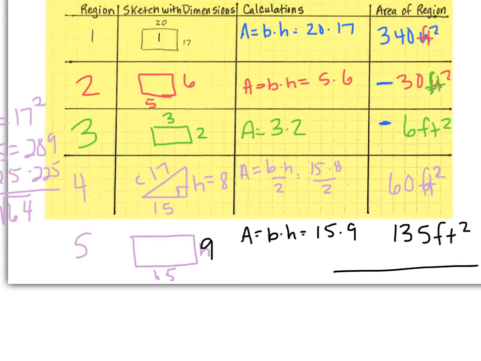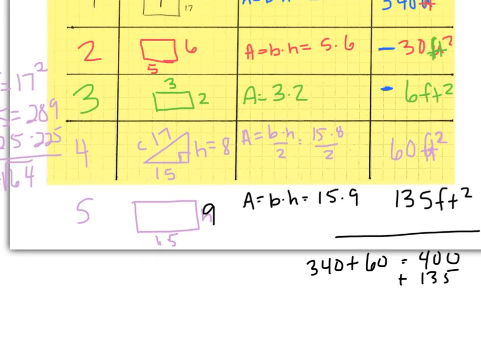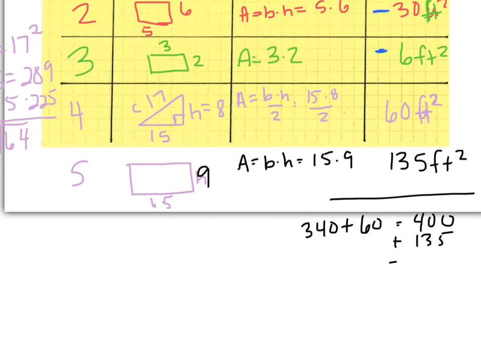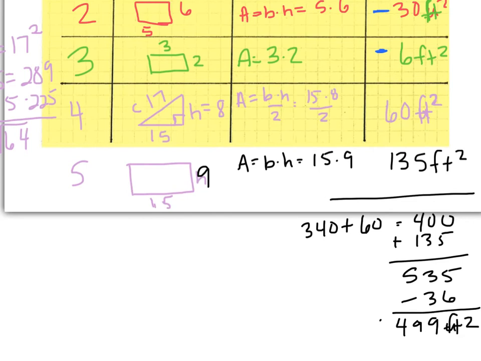Now if we add those up, I'm going to add all the positives first. So 340 plus 60 is 400, plus another 135 is 535, and then I'm going to subtract out the negative. So I have a total of negative 36. If I look at these two values from above, if I subtract out those negative regions, I'm left with 499 units, or excuse me, feet squared. And that is the area of that region.